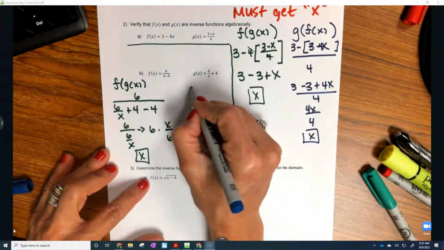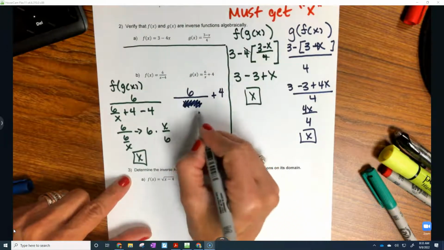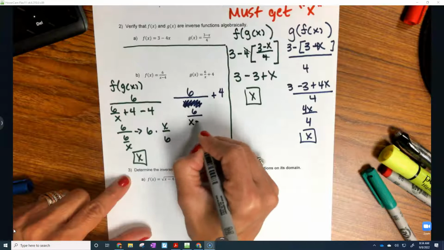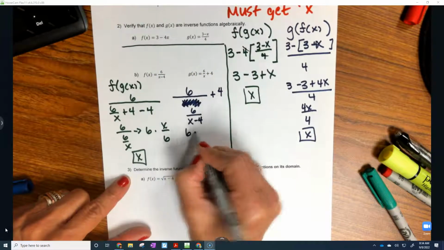Now let's plug in f of x into g of x, because that is a big mistake. All right, so sorry about that. Please write this down. I accidentally wrote my denominator wrong, so I scratched it out, and we are going to put 6 over x minus 4 as the denominator for the x part in g of x. I'm sorry about my mistake.